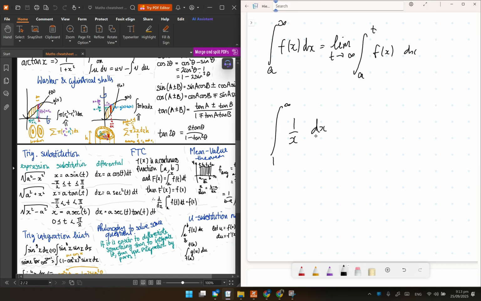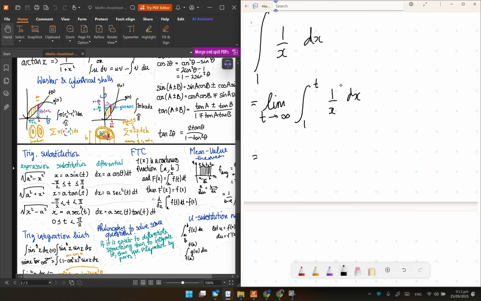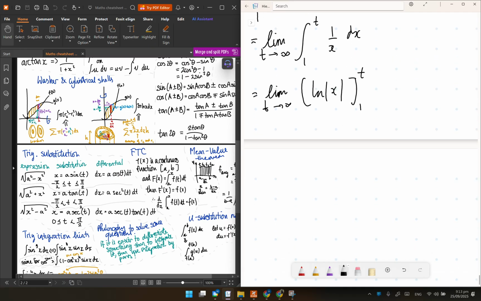So if we want to evaluate this integral, we say this is equal to what I write over here: the limit as t goes to infinity, or any variable you want, it doesn't have to be t, of the integral from 1 to t of 1 over x dx. Now all we have to do is evaluate this first. So let's keep the limit as t goes to infinity, but now 1 over x integrates into ln x, right? ln x from 1 to t. And so this is going to be the limit as t goes to infinity of ln t minus ln 1. Does that make sense, guys?